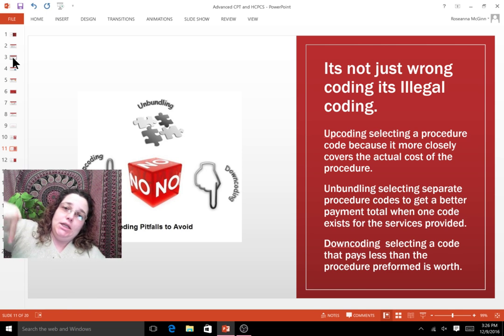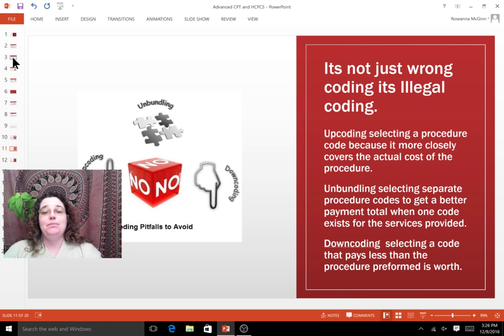And then there's downcoding. You're wondering, why would you ever pick a code that pays out less? Well, I think the only time that would ever happen is in fraud, where you're just trying to kind of go under the radar. And so sometimes you hear people downcoding who are committing fraud. So it's not just wrong coding, it's illegal coding, and it's unethical. So upcoding, unbundling, downcoding. Know what they are, don't do them. Know what they are so you don't do them.